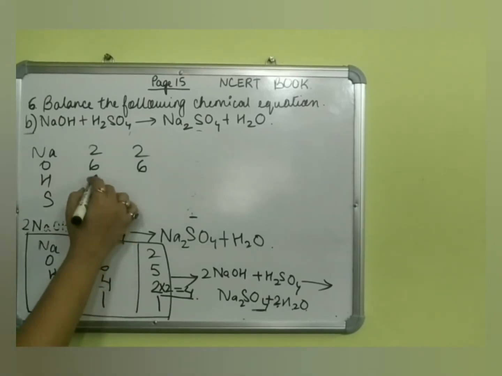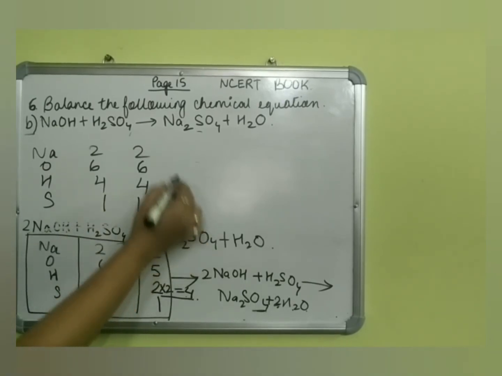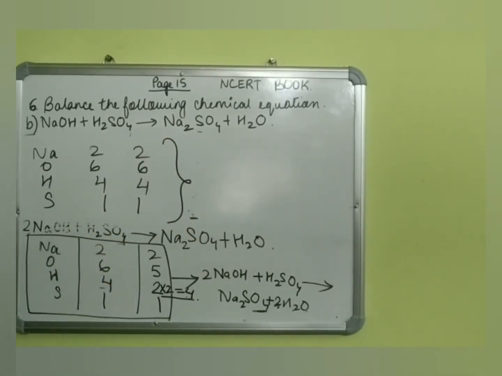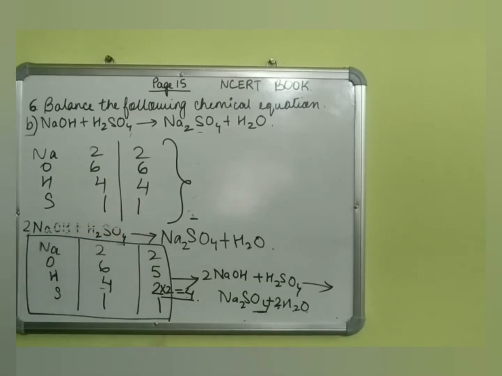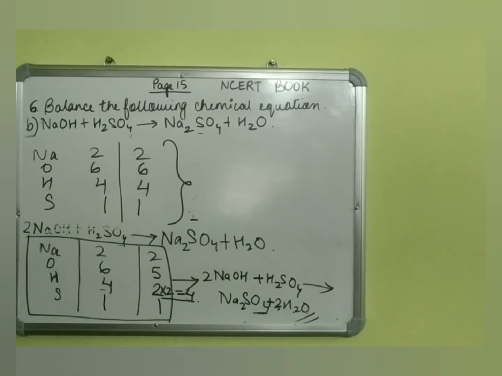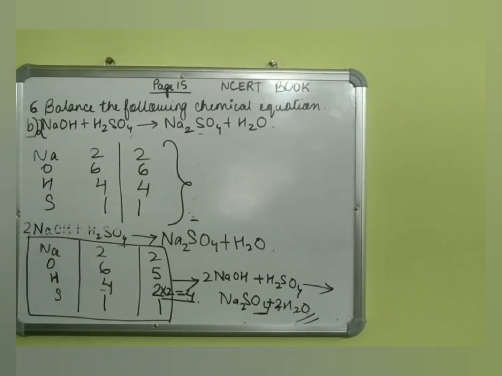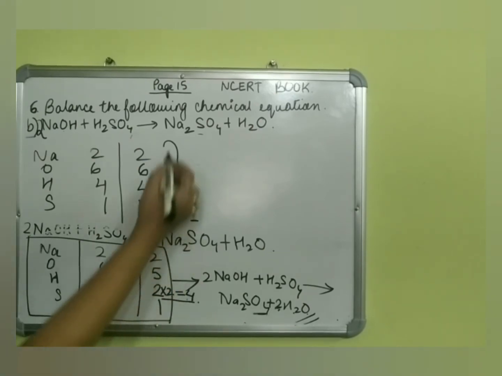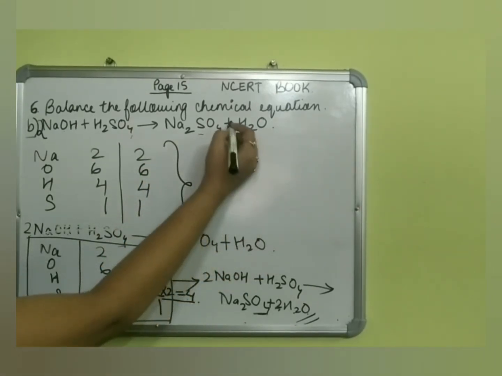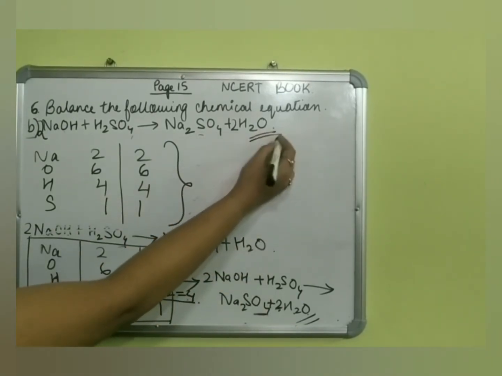For hydrogen we have 4 and 4, and for sulfur we have 1. Now since we got an equal number of atoms in the reactant and in the product, we can say that this equation is a balanced equation. So the answer will be 2NaOH plus H2SO4, it will give us Na2SO4 plus 2H2O. This is the answer for question number B.